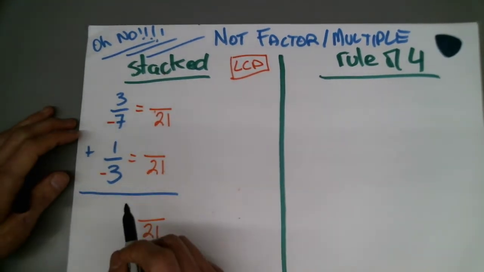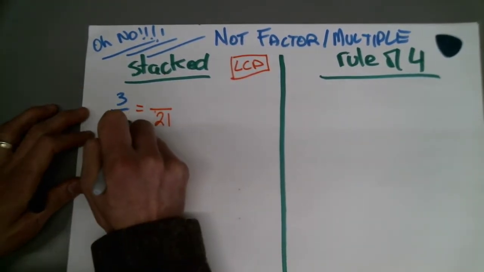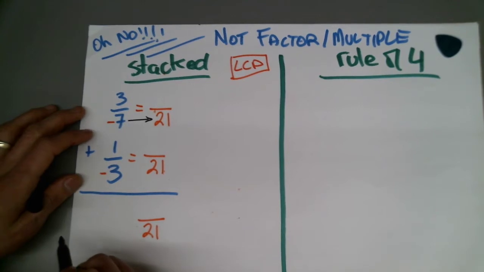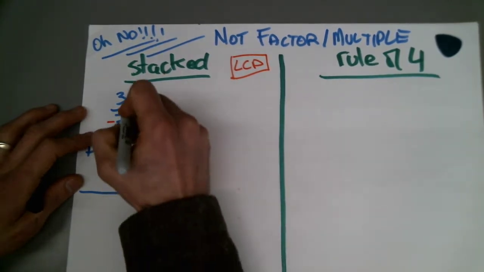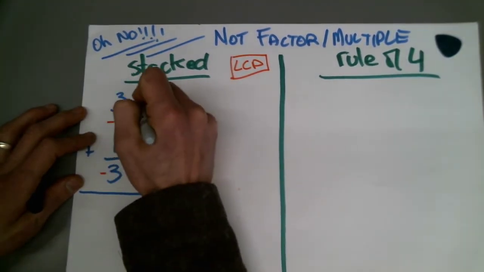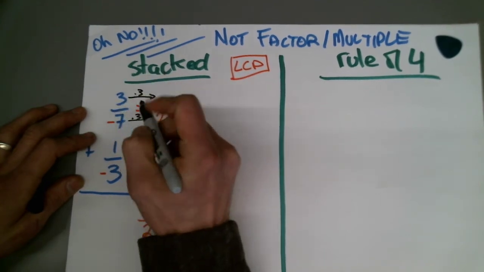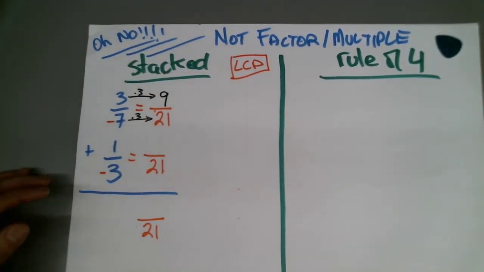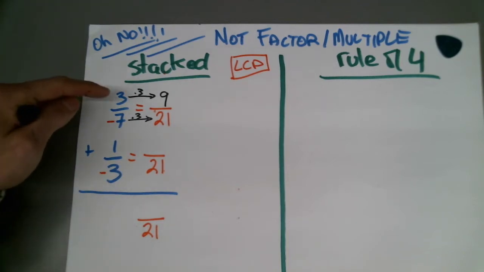Now, how did we balance before? Well, we need to find out how many times 7 goes into 21. Because of my times table, I know this was times 3. So now what I do to the bottom, I do to the top. Now, take out your calculator.